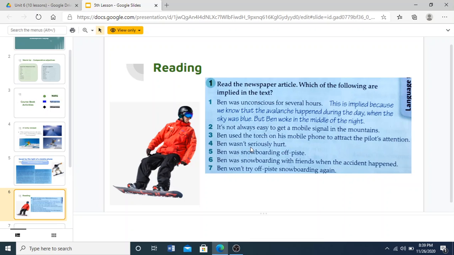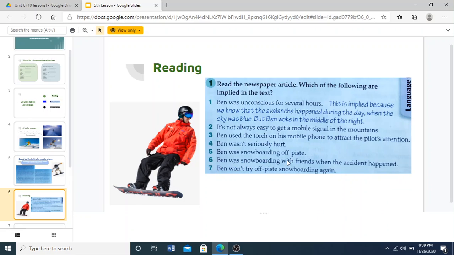4. Ben wasn't seriously hurt. Is this implied? How do you know? 5. Ben was snowboarding off piste. Is it implied or not? How do you know? Number 6.